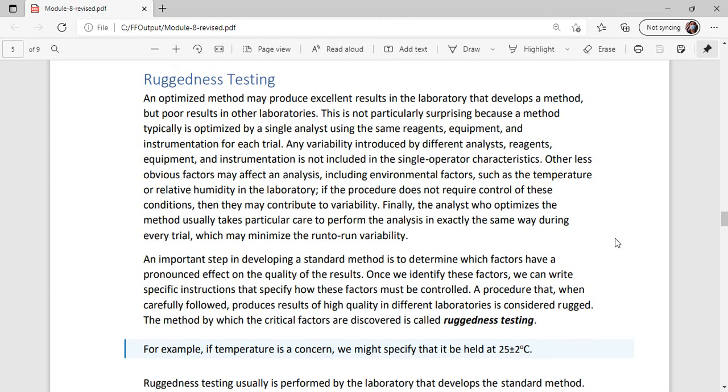An important step in developing the standard method is to determine which factors have a pronounced effect on the quality of your results. Once we identify these factors, we can write specific instructions that specify how these factors must be controlled. A procedure that we carefully follow and that produces results of high quality in different laboratories is considered rugged. The method by which the critical factors are identified is called ruggedness testing.